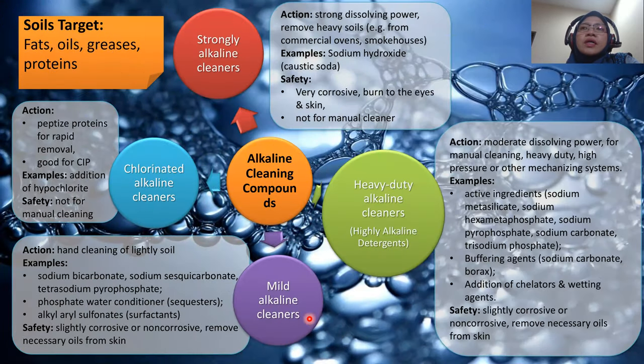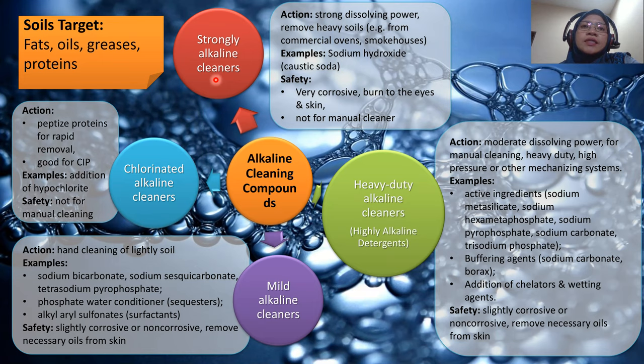Now let's look at alkaline cleaning compounds. Alkaline cleaning compounds are most frequently used in the food industry. Generally, they are used to remove fats, oils, grease, and protein salts. Alkaline cleaners are divided into four classes, which are strongly alkaline cleaners, heavy duty alkaline cleaners or highly alkaline detergents, mild alkaline cleaners, and chlorinated alkaline cleaners.